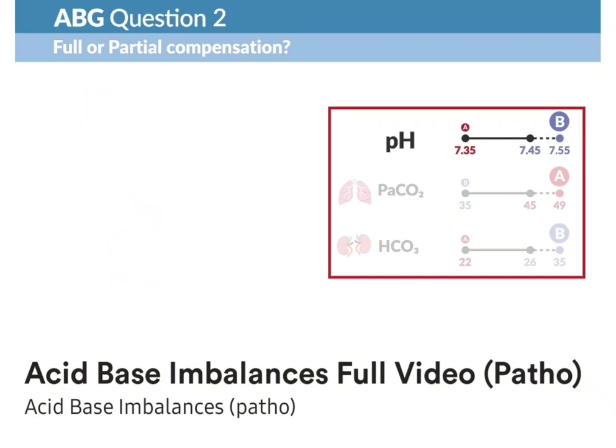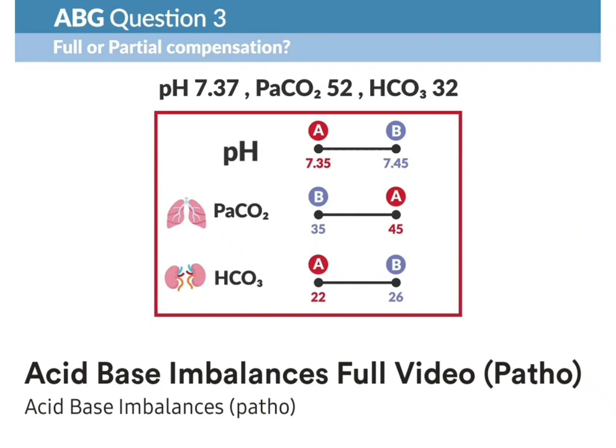Next question, please. ABG question number 3. Our pH is 7.37. Ooh, that's normal. CO2 is 52 and HCO3 is 32. Okay, step number 1, pH, that is normal. But here's the trick. It kind of looks like it's leaning toward the acid side. Now, step number 2, we need to find a match.